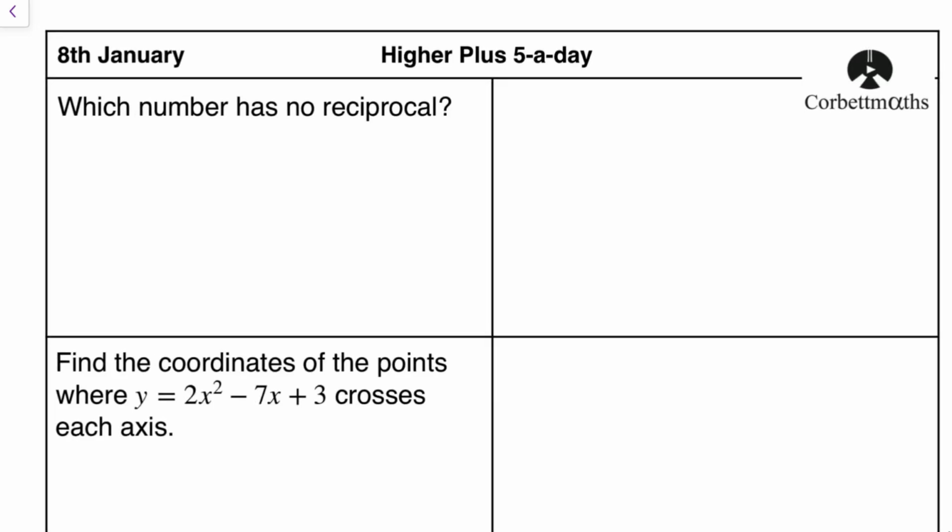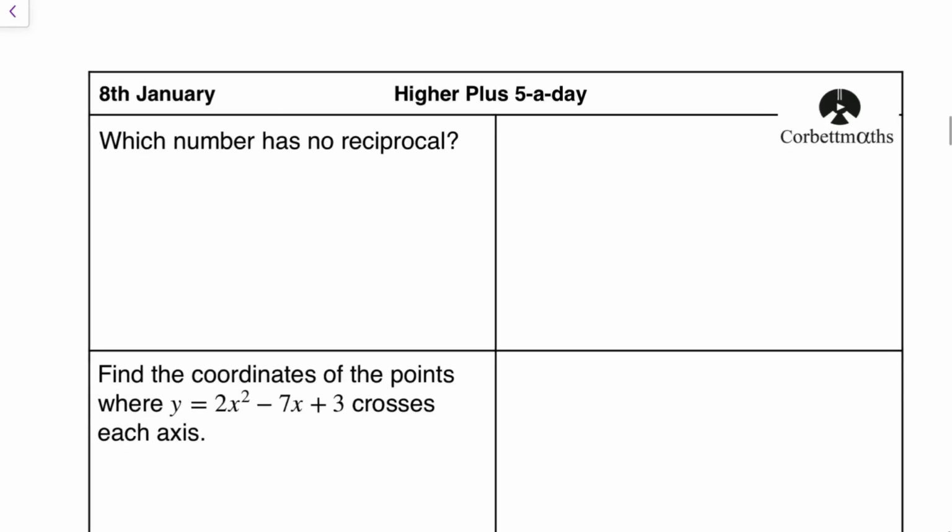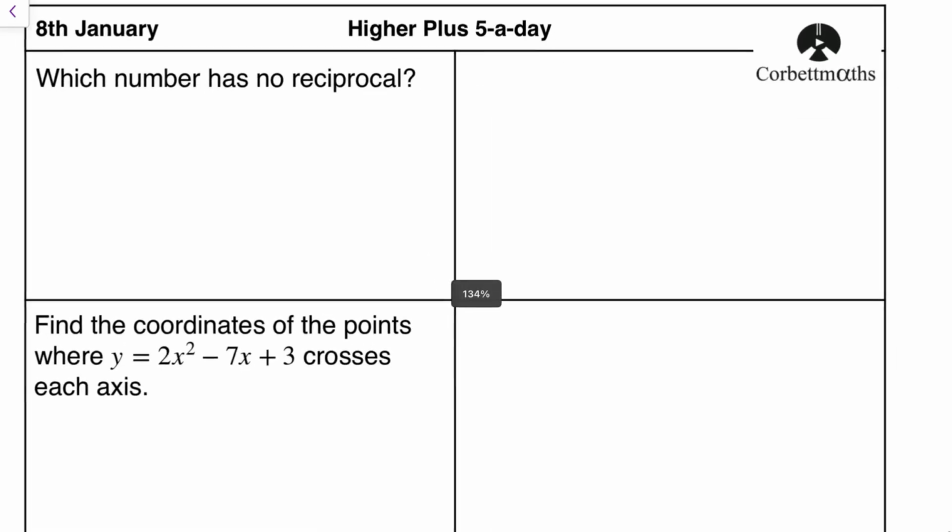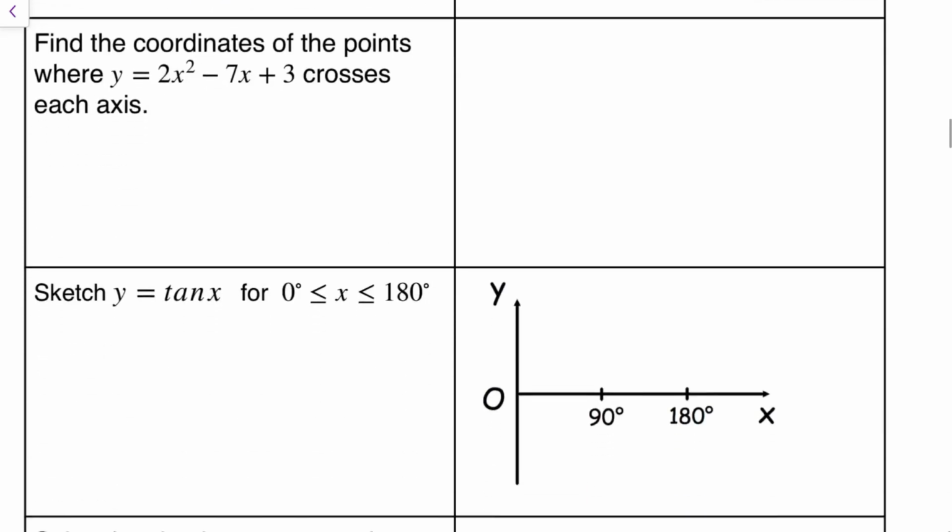Which number has no reciprocal? What a strange question. Well, reciprocal is where you do 1 over. So you can't do 1 over 0. So I presume the answer to this first question is 0, because 1 over 0 doesn't exist. Next question.